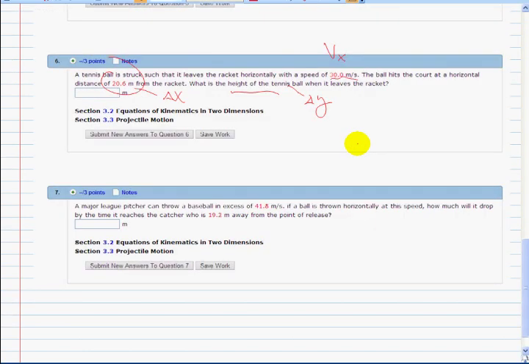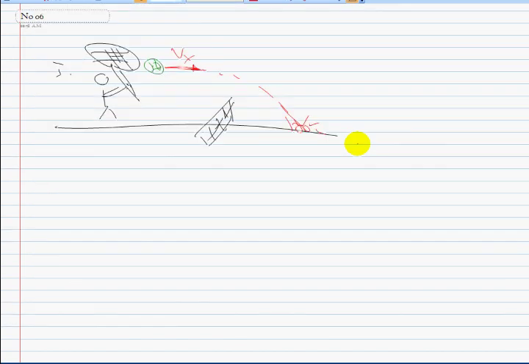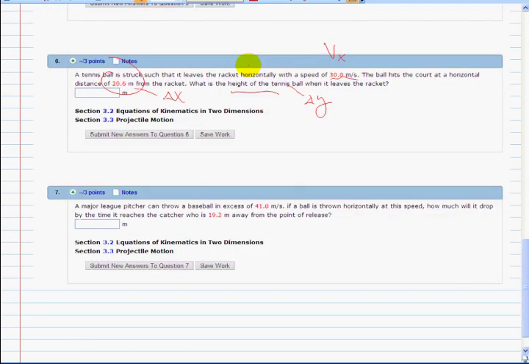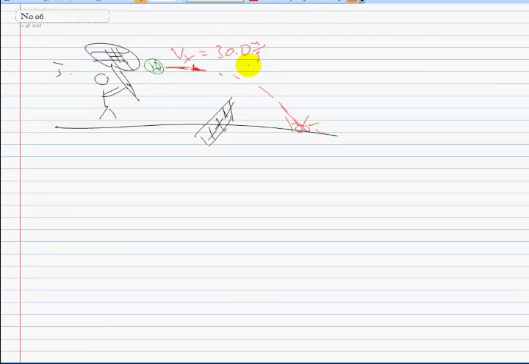Numbers were given as what? 30 meters per second is our horizontal speed. And we also know the what? Horizontal distance of 20.6 meters. So we got 20.6 meters from here to here is our delta x. And what we're trying to solve for is the height from which the tennis ball was launched from the racket. Okay? So a little sports physics here for you.